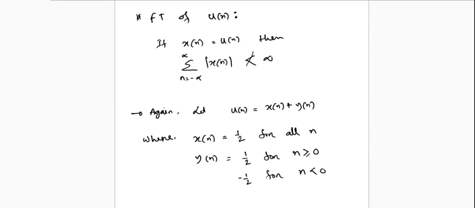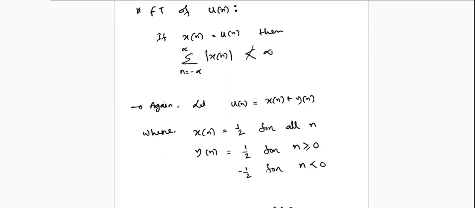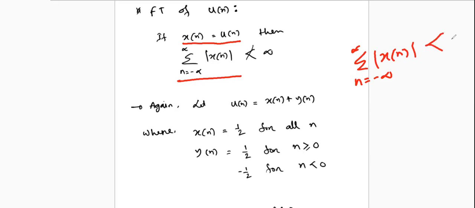Okay, first of all, we need to check the summability. We have found that the sequence xn equals un, for n from minus infinity to plus infinity, is not summable. How do we check whether it is summable or not? Let's say we take the absolute value of xn, making it a positive value, summed over n from minus infinity to plus infinity. If that is less than infinity, then it shows that this is summable. Summability is definitely a concept.